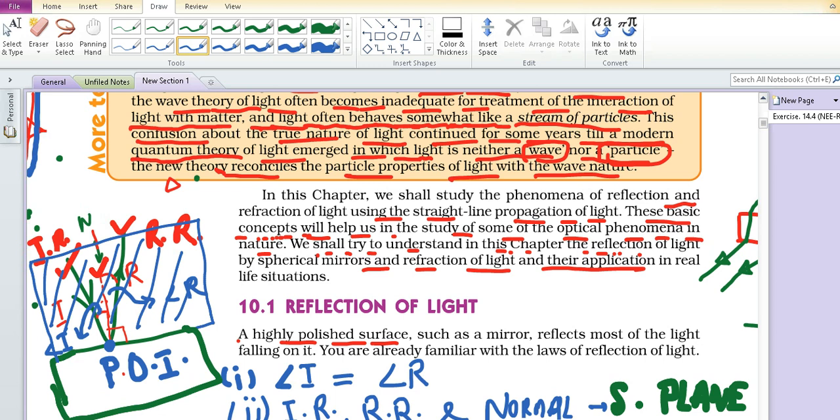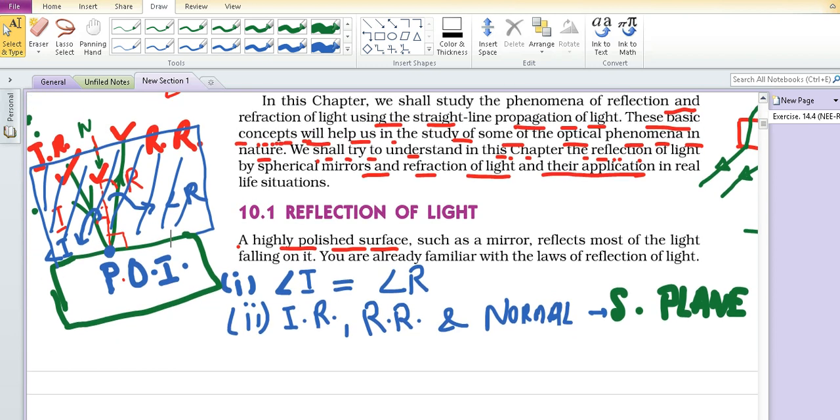Now let's move ahead. What is written in the book: a highly polished surface such as a mirror reflects most of the light falling on it. If there is 100% reflection, it will reflect all the light and no light ray will be absorbed. That will be 100% reflection, and that will be achieved by a very highly finished polished surface.